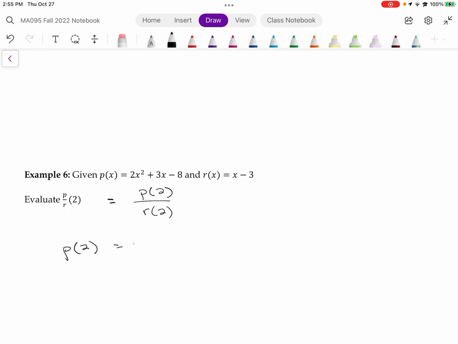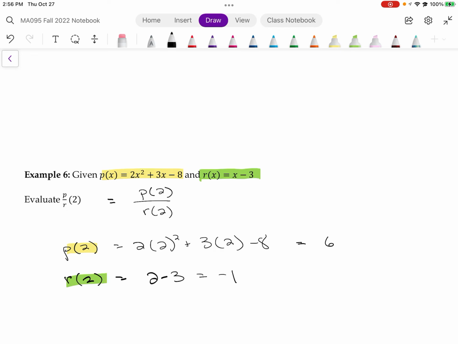P of 2 is going to be 2 times 2 squared plus 3 times 2 minus 8. And I'm using p right now. That's p of 2. All right, and that is going to give me 6. R of 2 is going to be the other one. So r of 2 is going to be 2 minus 3, which is -1.